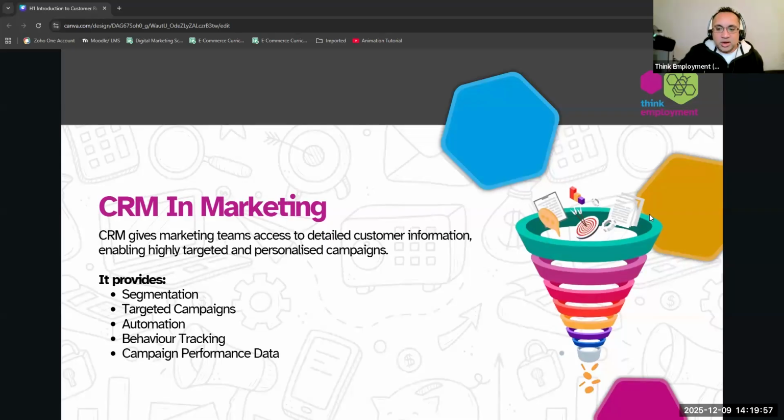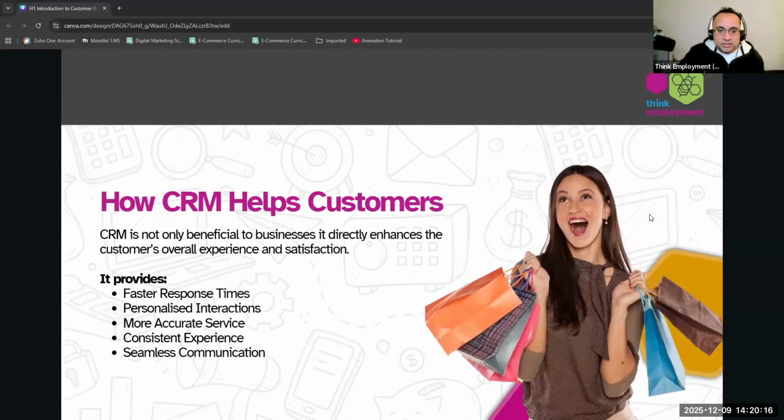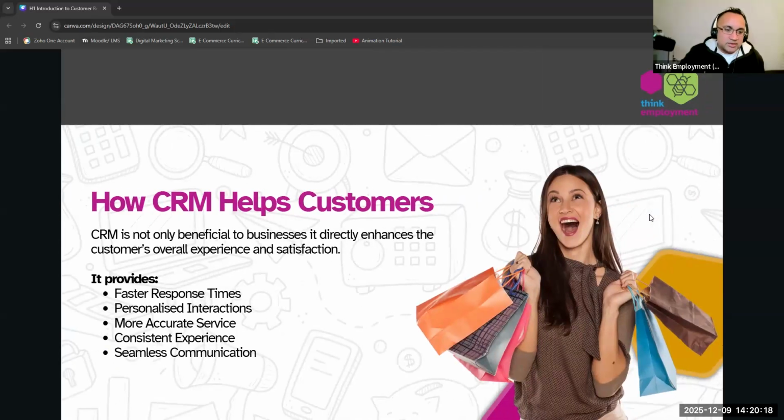So marketing teams rely on CRMs to move away from generic one-size-fits-all messaging. With CRM, they can target specific groups with content that speaks directly to their needs. This significantly increases the engagement and return on investment. For the customer, it's basically fast response times, personalized interactions, more accurate service, consistent experience, and seamless communication.